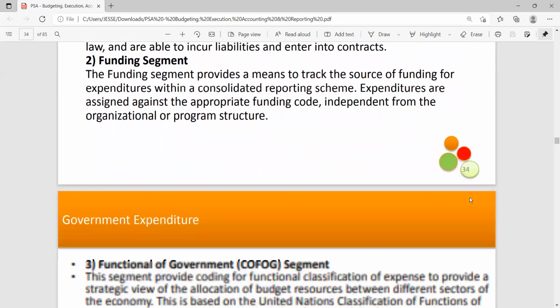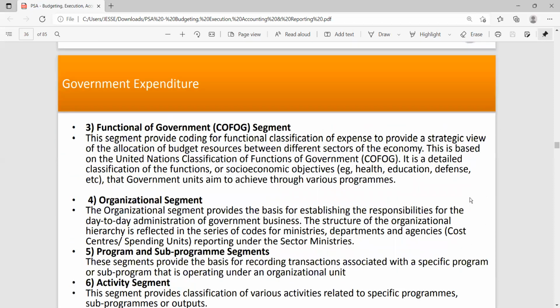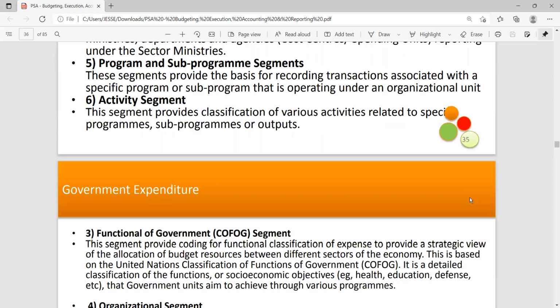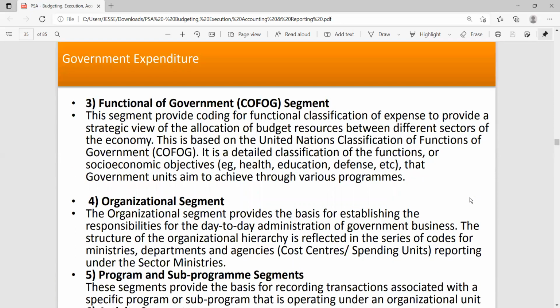Okay. Now let's move on to the functional segment, the functional of government segment. This segment provides coding for the functional classification of expense, to provide a strategic view of the allocation of budget resources between different sectors of the economy.